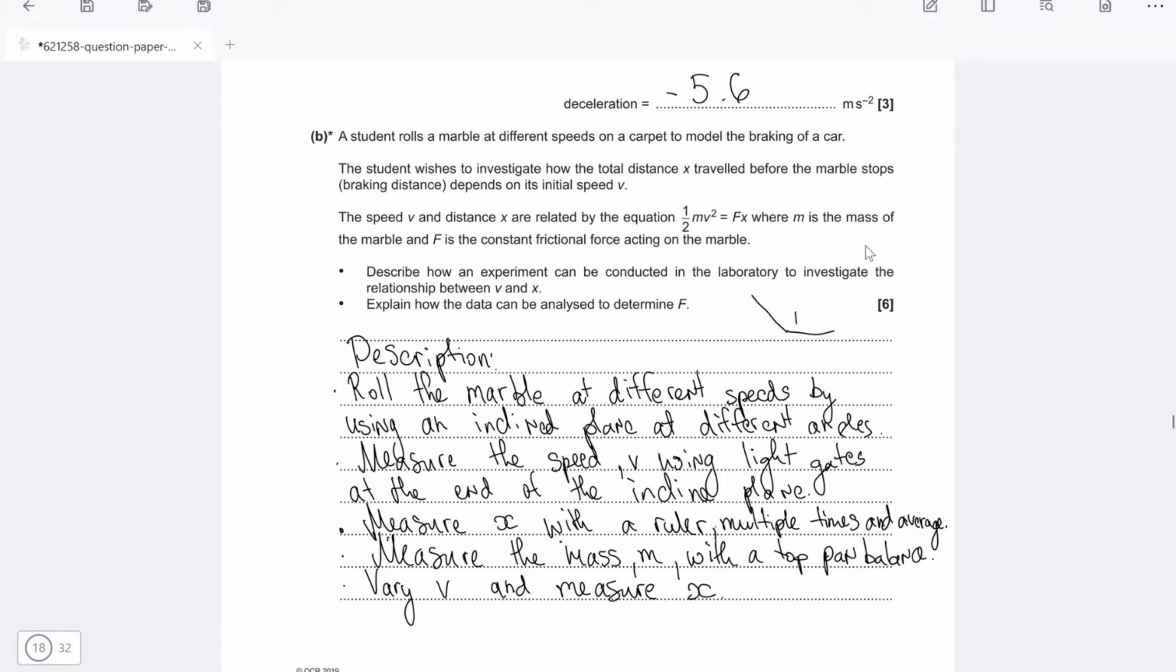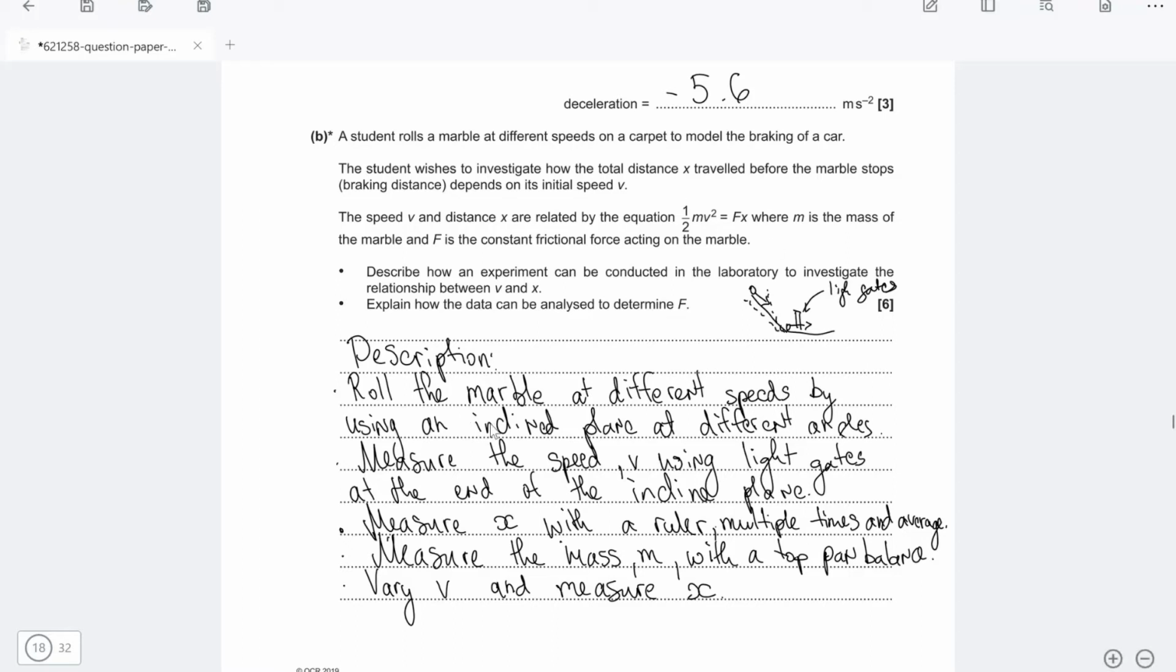Then we could place some light gates over here. So let's say that we have some light gates, and this over here is our marble, which is going to be rolling down the hill. Now, as soon as it reaches the horizontal part, we could find the initial speed v using the light gates. We could vary the initial speed v by just varying the angle of the incline. For instance, if we do that, the speed is going to be lower. If we do that, the speed is going to be really, really high.